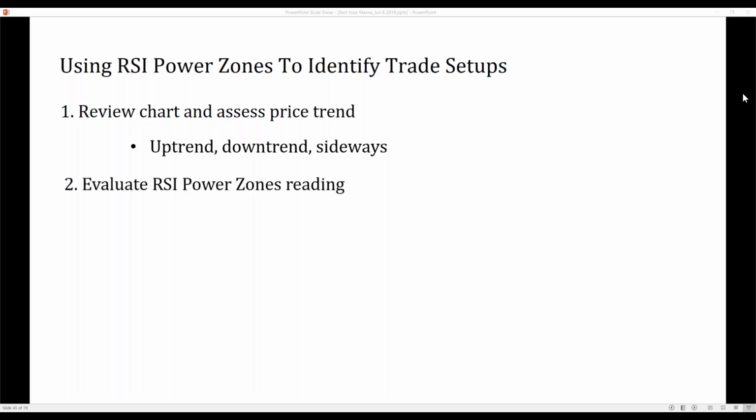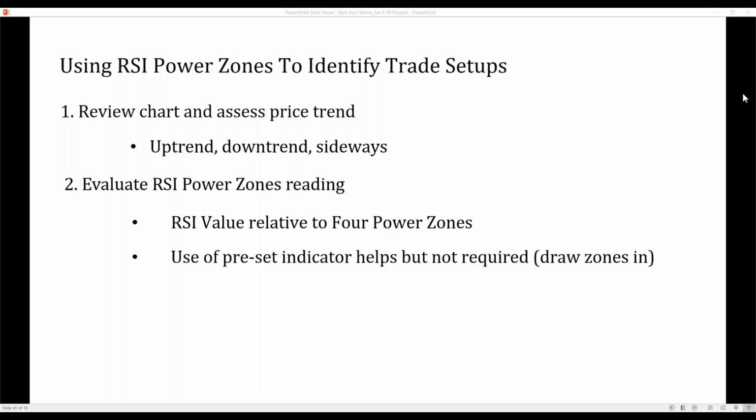After you assess the price trend, then you evaluate the RSI power zones reading. In order to do that, you're looking at the RSI value relative to the 4 power zones. Either it is within one of the zones or it's not. It is 100% objective. Those values I gave you don't change. They don't adjust for different markets. They don't adjust for different time frames. So this is a very objective process. Either you're in a particular zone or you're not in any zone. Once you do that, you go to the next step.